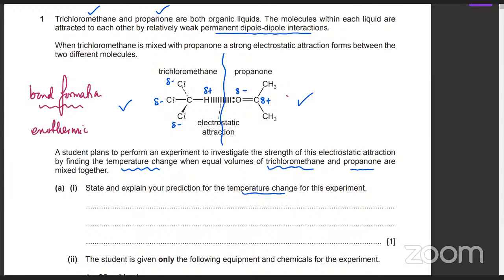So previously they were not attracted to each other because they were not together. But once you mix them together, there's going to be a permanent dipole attraction that's going to be formed. And if there's an attractive force that's being formed, that is exothermic. Bond formation, remember, is always exothermic. If you want to break the bond, then that's endothermic. Okay? Is this idea clear? Yes. Okay, so there's bond formation happening, and that's obviously exothermic.